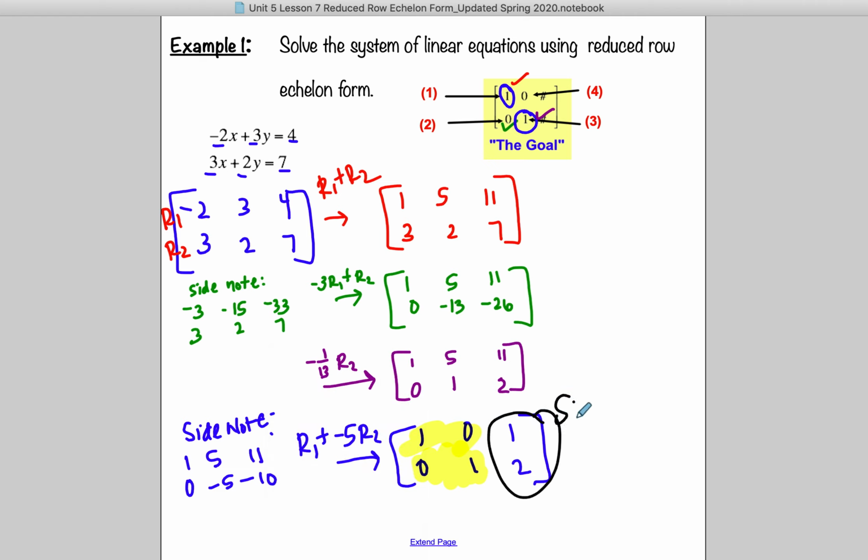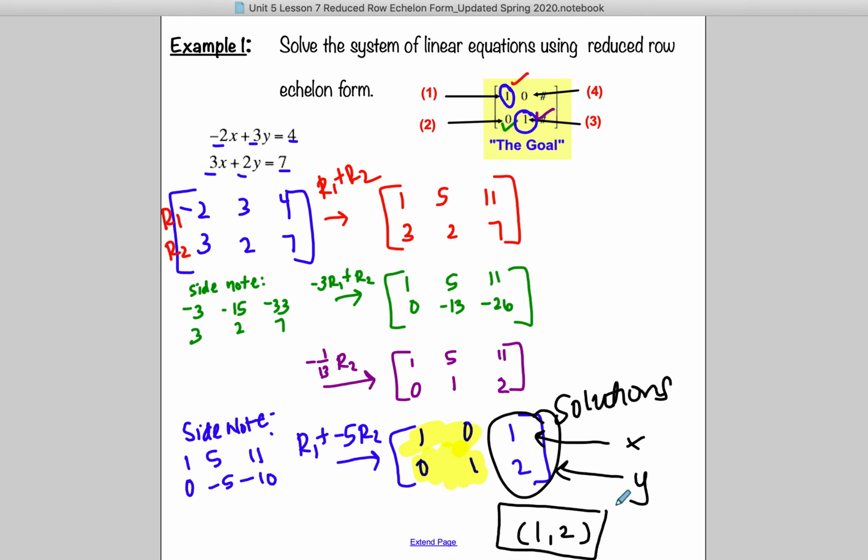These are my solutions. And this means my x value is 1 and my y value is 2. So my solution is (1, 2). So this is my reduced row echelon form, and it helped me solve for x and y. It's a lot to take in, so just maybe think it through a little bit. Lots of different tools and techniques we can use. You just have to try and think, how could I make this happen?